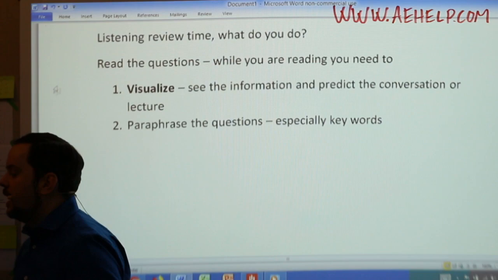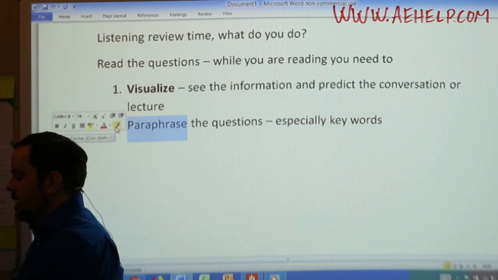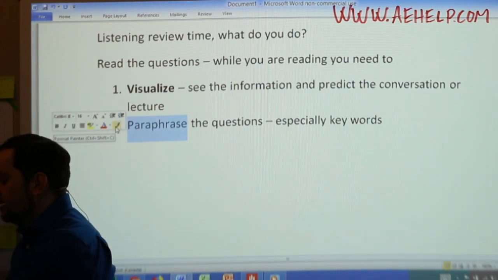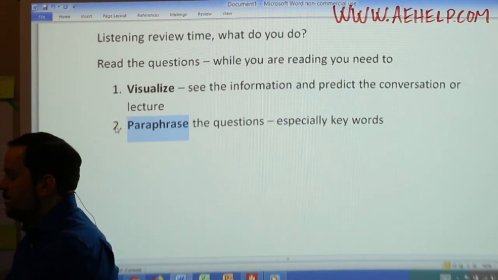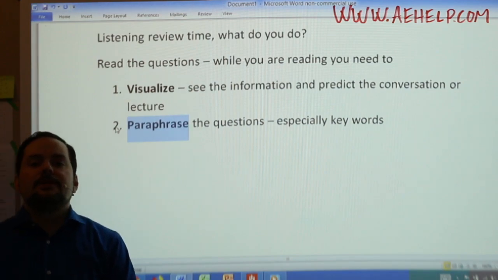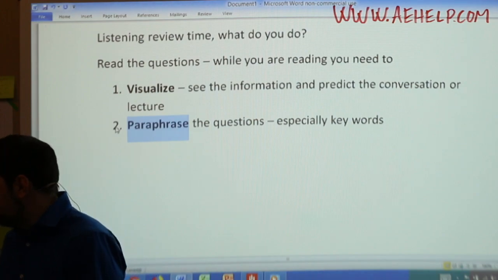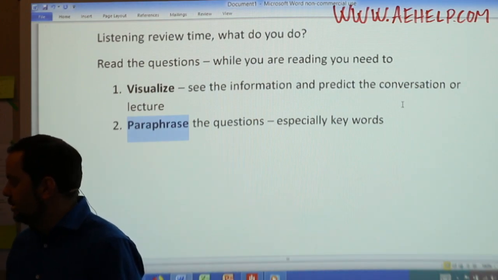So you're not underlining the keywords because there's a good chance that you might not hear those keywords. And here we're talking about nouns and verbs especially. But what you need to do is paraphrase the keywords in your mind. Okay, you don't have time to paraphrase on the paper, so you're just doing this in your mind. But at home, do it on paper. Okay, so at home, do it on paper.